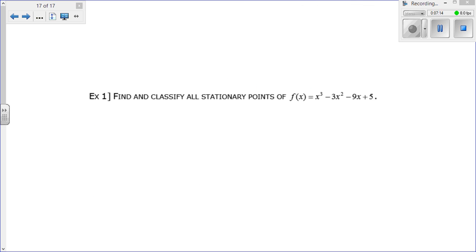All right, for the first example, find and classify all stationary points, meaning there's more than one: f of x equals x cubed minus 3x squared minus 9x plus 5. So first of all, we have to take our derivative, and that will be equal to 3x squared minus 6x minus 9. Once I do that, then I need to factor it, so I need to find where it's equal to 0.